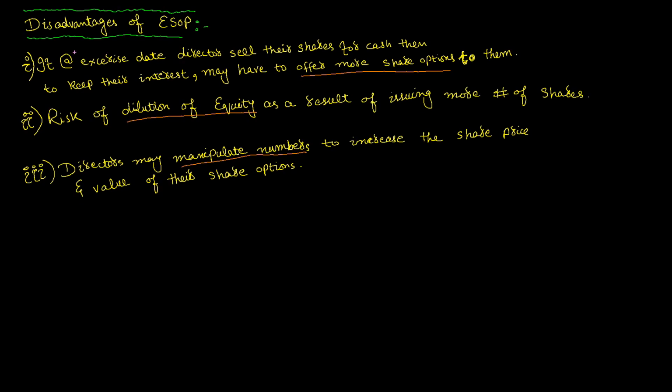Now here we have some disadvantages of ESOP. For example, if at the exercise date directors sell their shares for cash, then to keep their interest, the company may have to offer more share options to them. And as we are offering more share options to the directors, it can lead to the risk of dilution of equity. Further, the directors of the company can simply manipulate numbers and figures to increase the share price and the value of their share options.